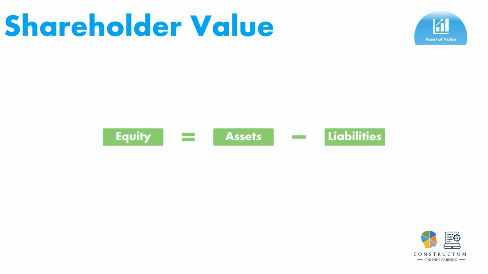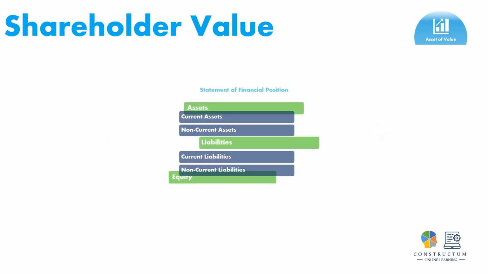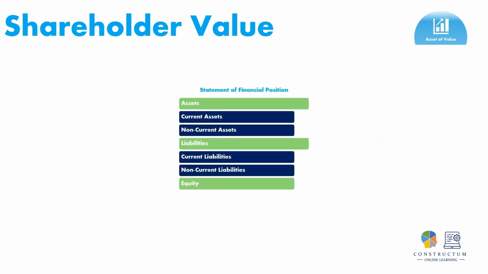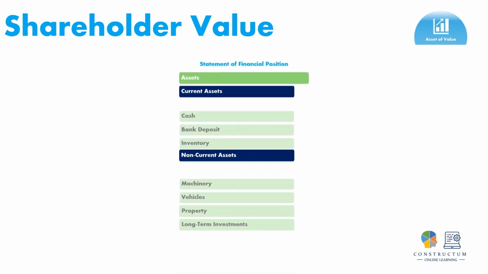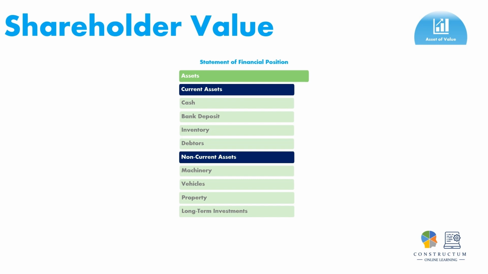In the last section of this book, I address business valuation. For this chapter, all you need to understand is the format of and the information reflected in the statement of financial position. The statement of financial position, commonly referred to as the balance sheet, is based on the formula: assets equals liabilities plus equity. Assets consist of current assets and non-current assets.